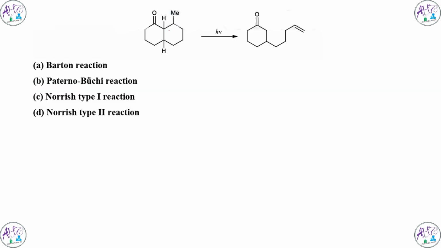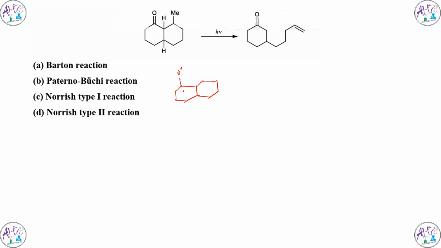Okay. Next question. Again they have given a reaction and they are asking what kind of reaction this is. Okay. So again they have given your carbonyl group. So whenever there is a carbonyl group, you have to simply convert it to a radical. So this is going to be an O radical and then you'll have your radical like this.